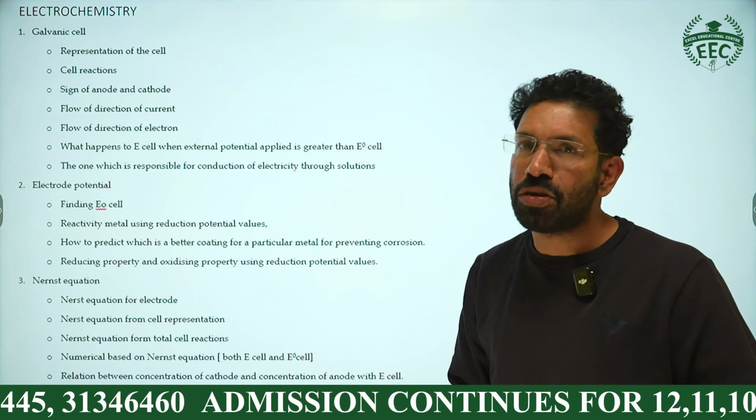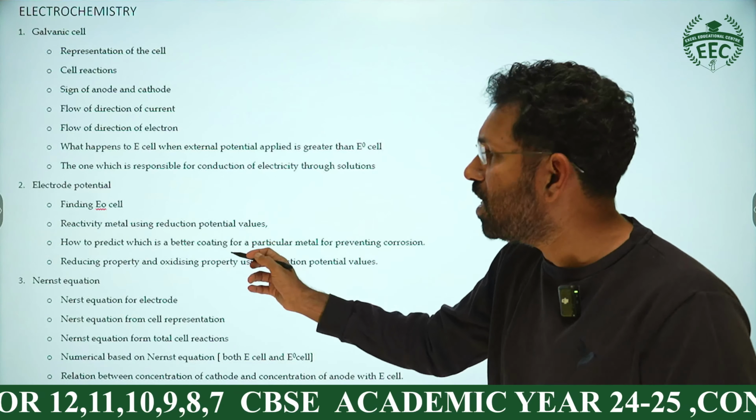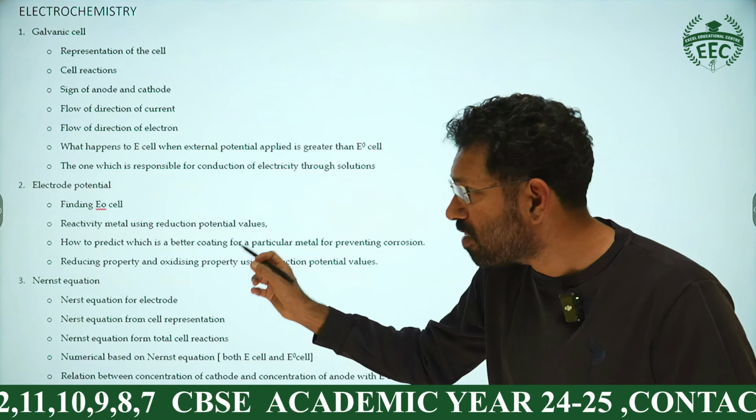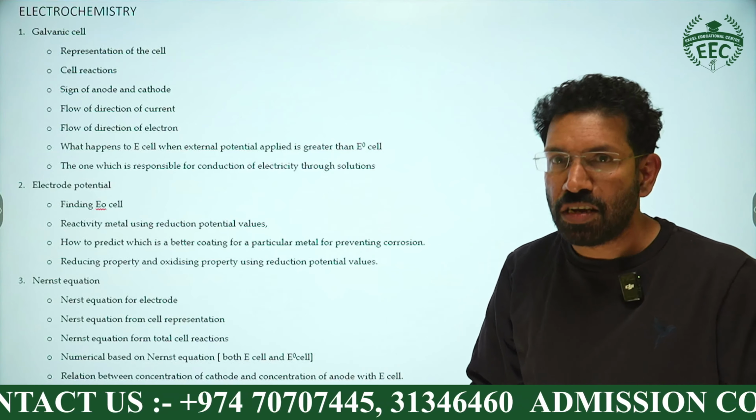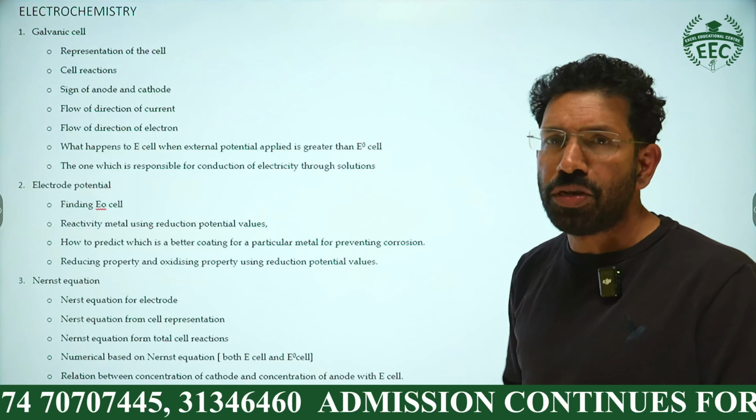So always we know that the more reactive metal is a better coating for preventing corrosion. So the more reactive metal will act as anode, the other one will behave as cathode. We discussed in the class. That area they will ask, they will give the reduction potential value, and they will ask which is a better coating for preventing corrosion. Okay, so reducing property and oxidizing property they will ask. They will give the reduction potential value, and they will ask which is the better reducing agent and which is the better oxidizing agent. Definitely they will ask the reducing property and oxidizing property of metal. This all you can expect normally in objective type questions.